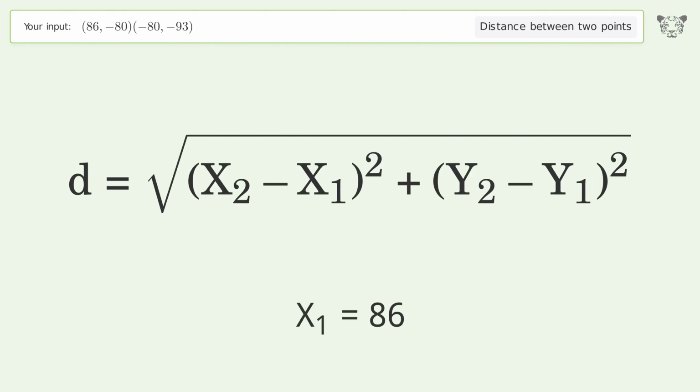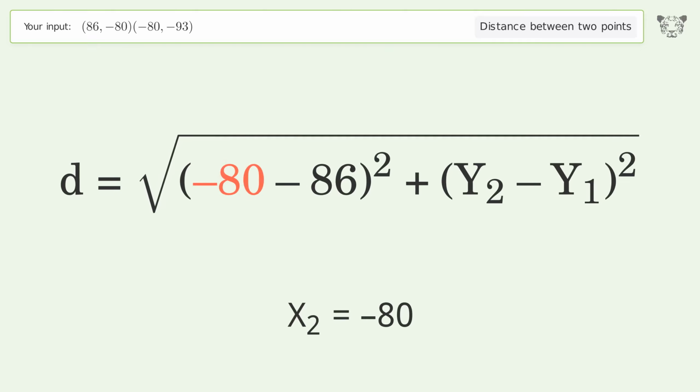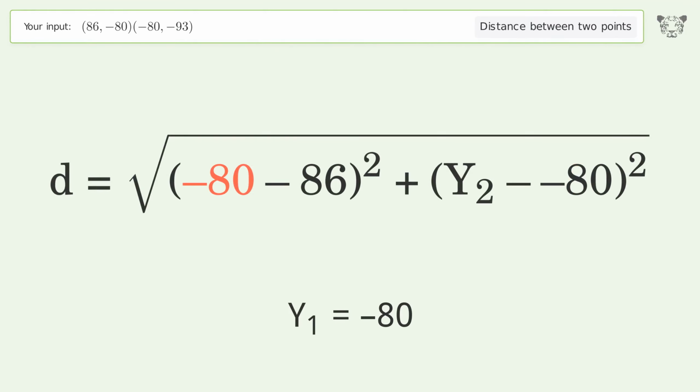x1 equals 86. x2 equals negative 80. y1 equals negative 80. y2 equals negative 93.